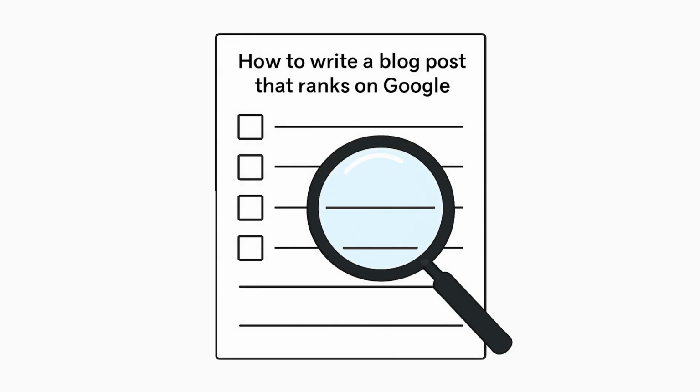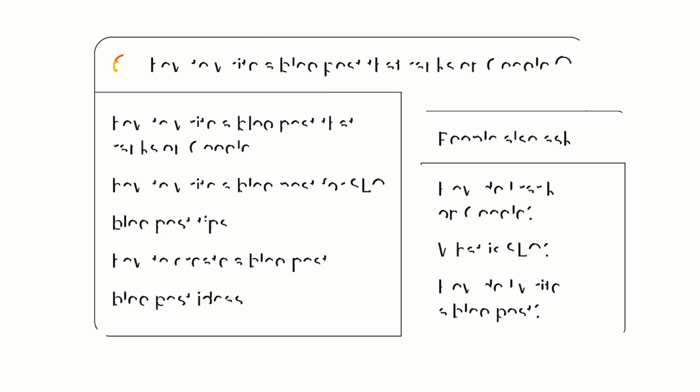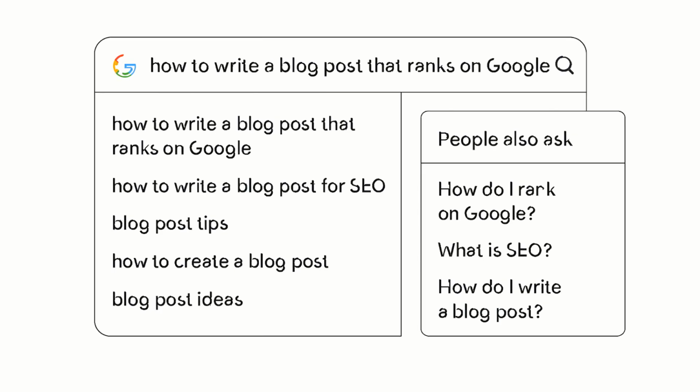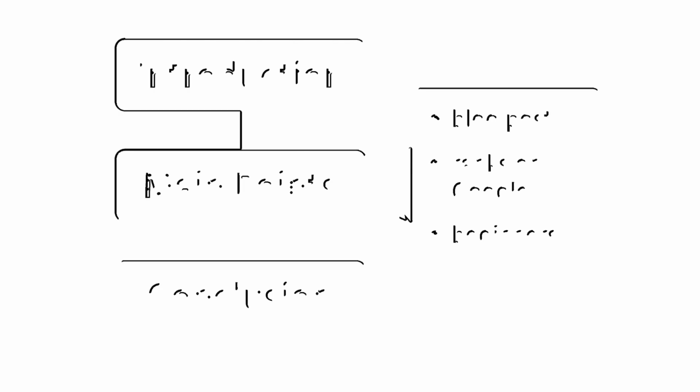Step 3. Do quick keyword research. Type your idea into Google and look at the autocomplete suggestions and People Also Ask box. These are real questions real people search for. Keep a short list of the best ones.